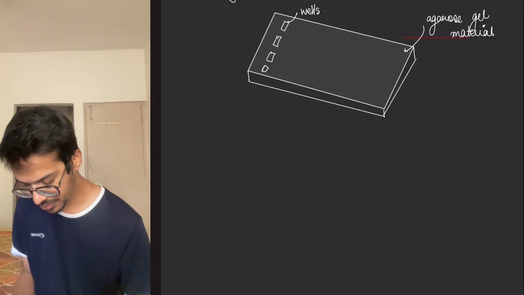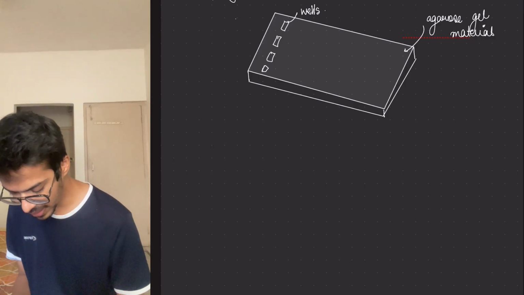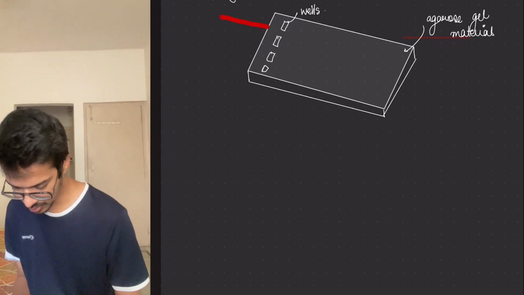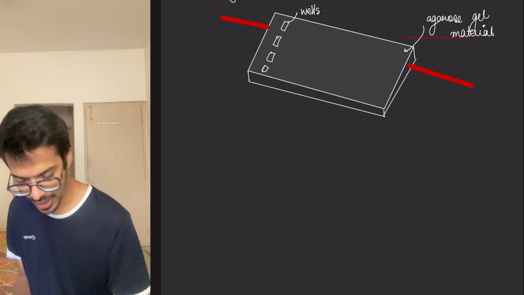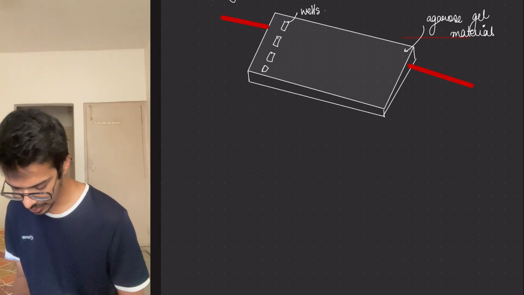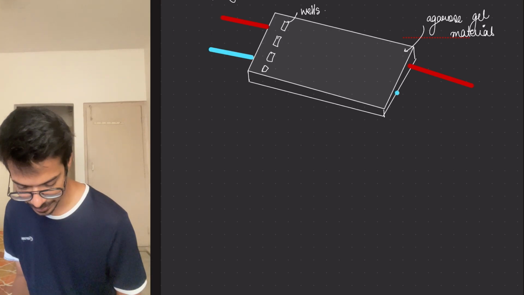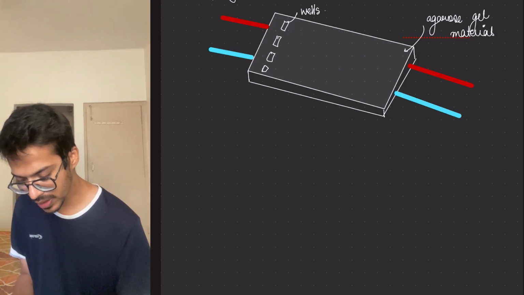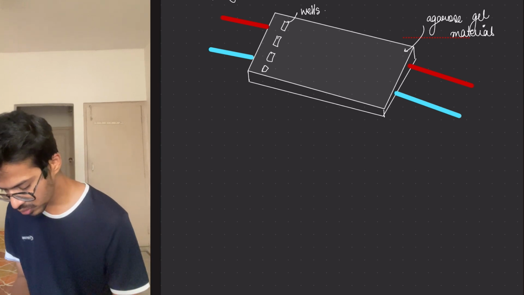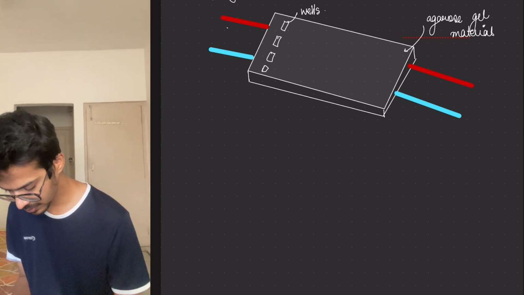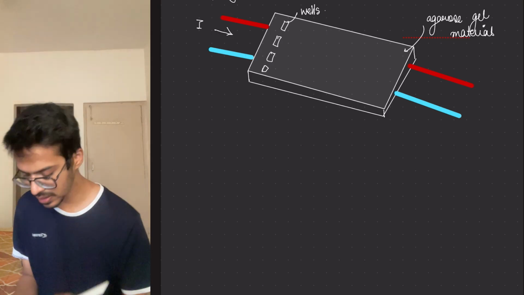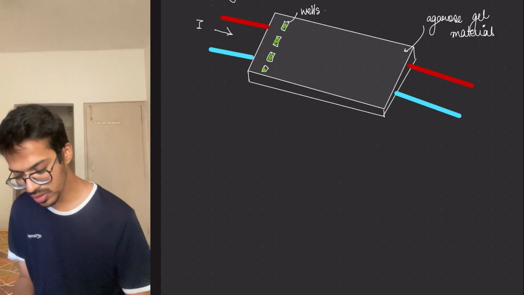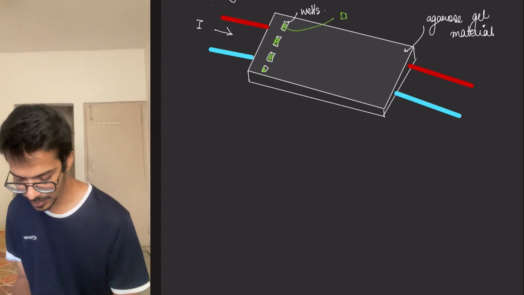Now we are going to add the DNA. This is where I am making the current flow. What will happen if I put the current? The current is coming on this side, and I have put my DNA material here, here, here. This is the DNA which I have put.